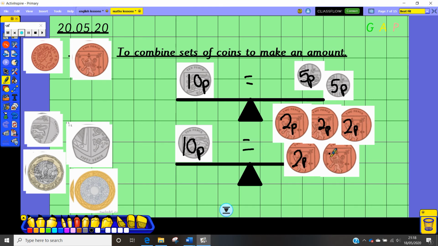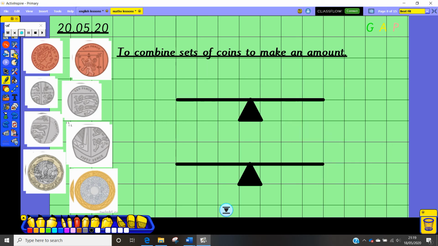Now there is one other combination we could have used, and that is we could have used 1p coins. So I could have used 1p coins, and how many would I have needed to make 10p? If you said 10 1p coins, then you would be right. It would total 10 pence. Well done. Excellent, good combining of numbers there.